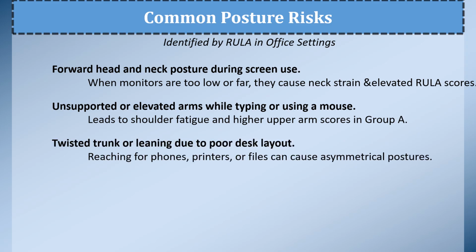Twisted trunk or leaning due to poor desk layout. Trunk twisting occurs when frequently used items are not within easy reach. Leaning or rotating the body repeatedly can strain the spine and increase the risk of lower back problems. REBA identifies such posture risks early to support workstation redesign.